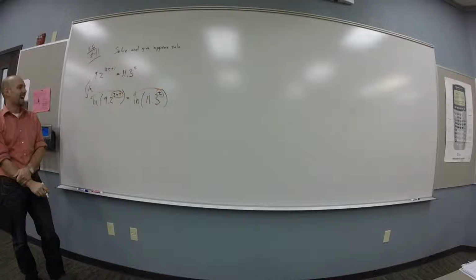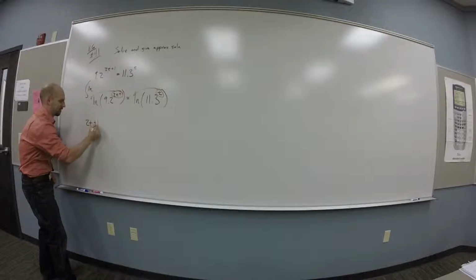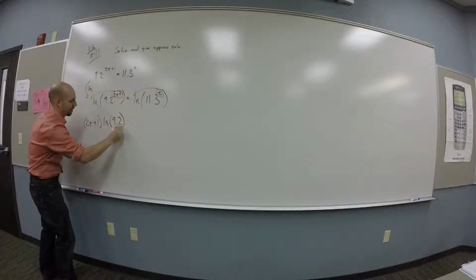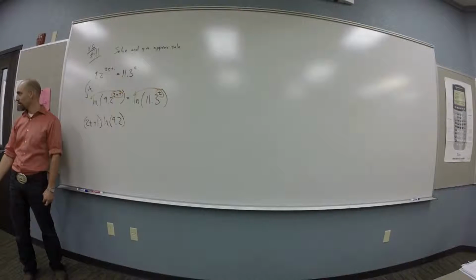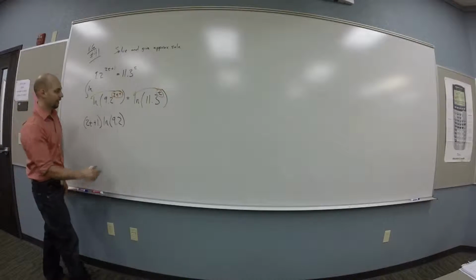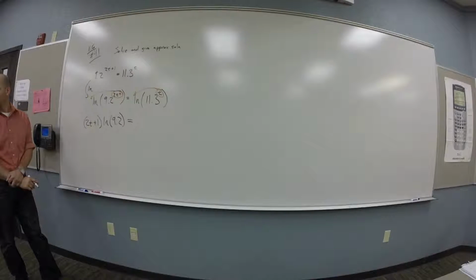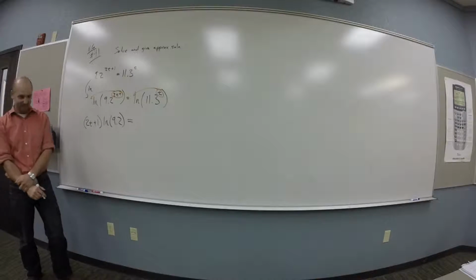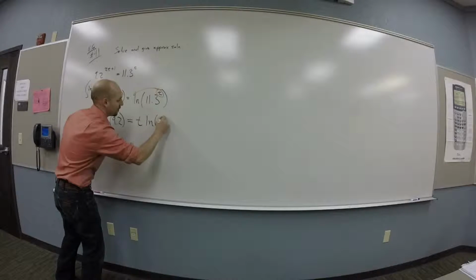Okay, so I get now what? Now I've got 2t plus 1 times log of 9.2, and I could distribute that, right? On the other hand side, I've got t times ln of 11.3, log of 11.3.